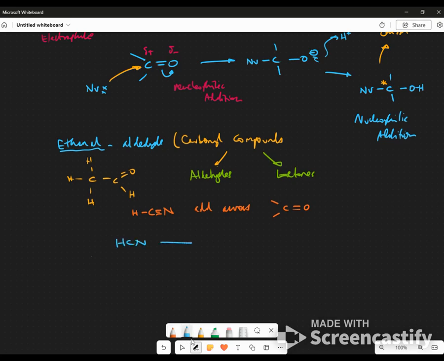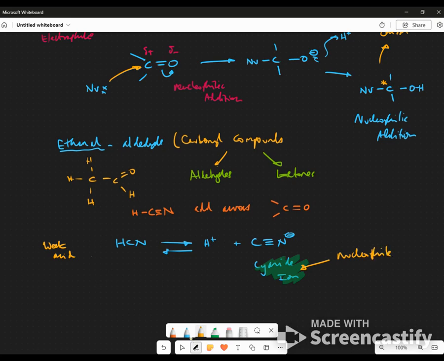HCN is a weak acid. So this will dissociate like this, into the hydrogen ion and the cyanide ion. Now unfortunately, there's not many cyanide ions. Why aren't there many of them? Because HCN is a weak acid. And we want this to be our nucleophile, and there's not many of them.